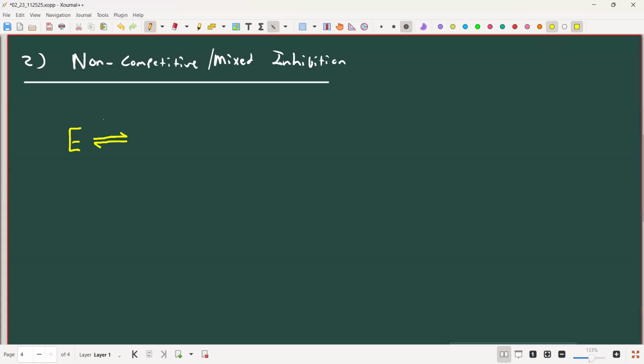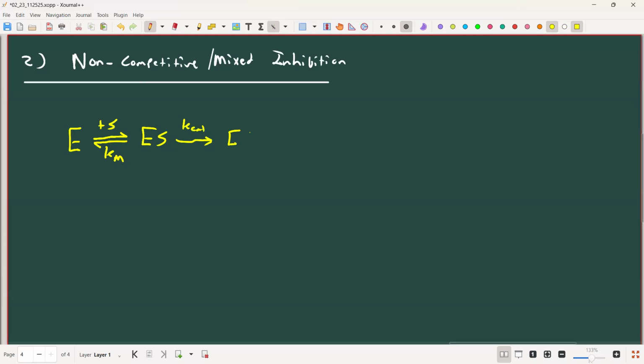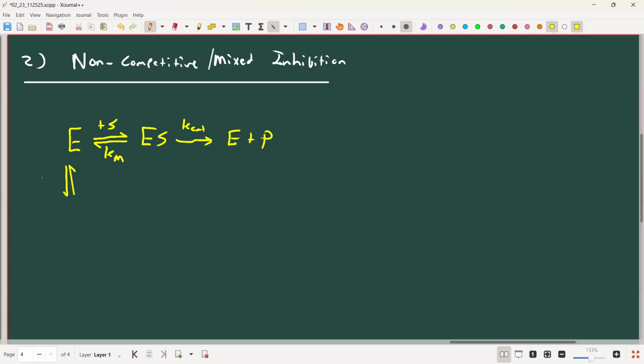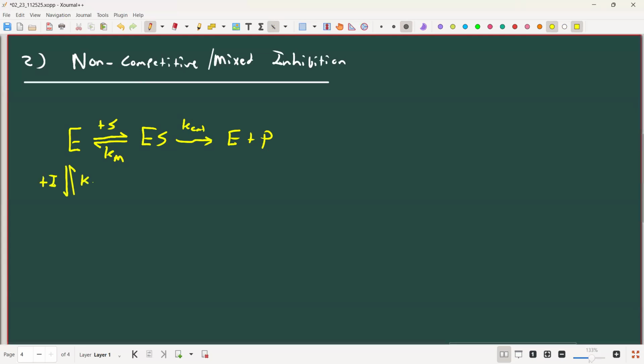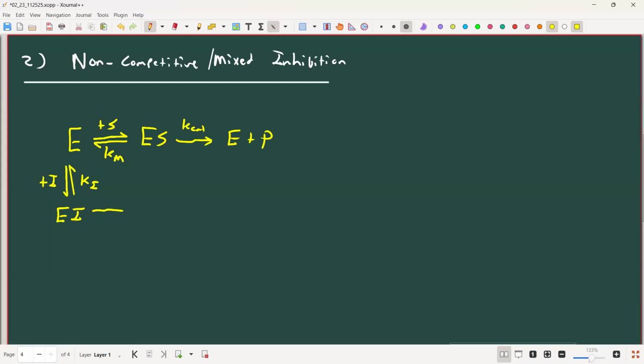Here, what we can say is that S can be added with equilibrium constant Km, to form ES. And this goes with kcat to E plus P. We can also add an inhibitor at binding constant Ki to form EI. But imagine that this inhibitor goes somewhere else on the enzyme. The enzyme has a couple places for molecules to bind, and the inhibitor goes somewhere else in a different pocket. And so what this can do now is it can also bind to S.